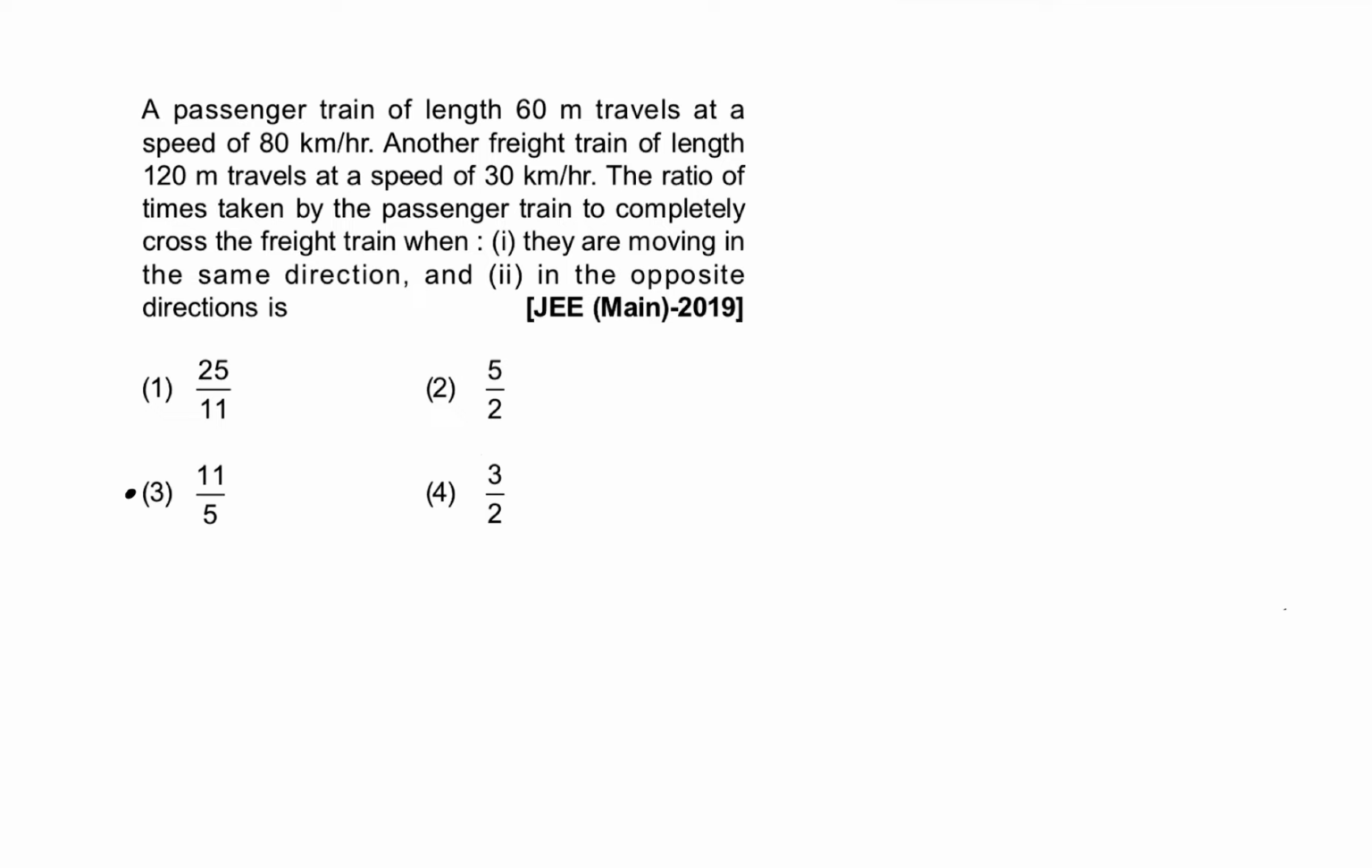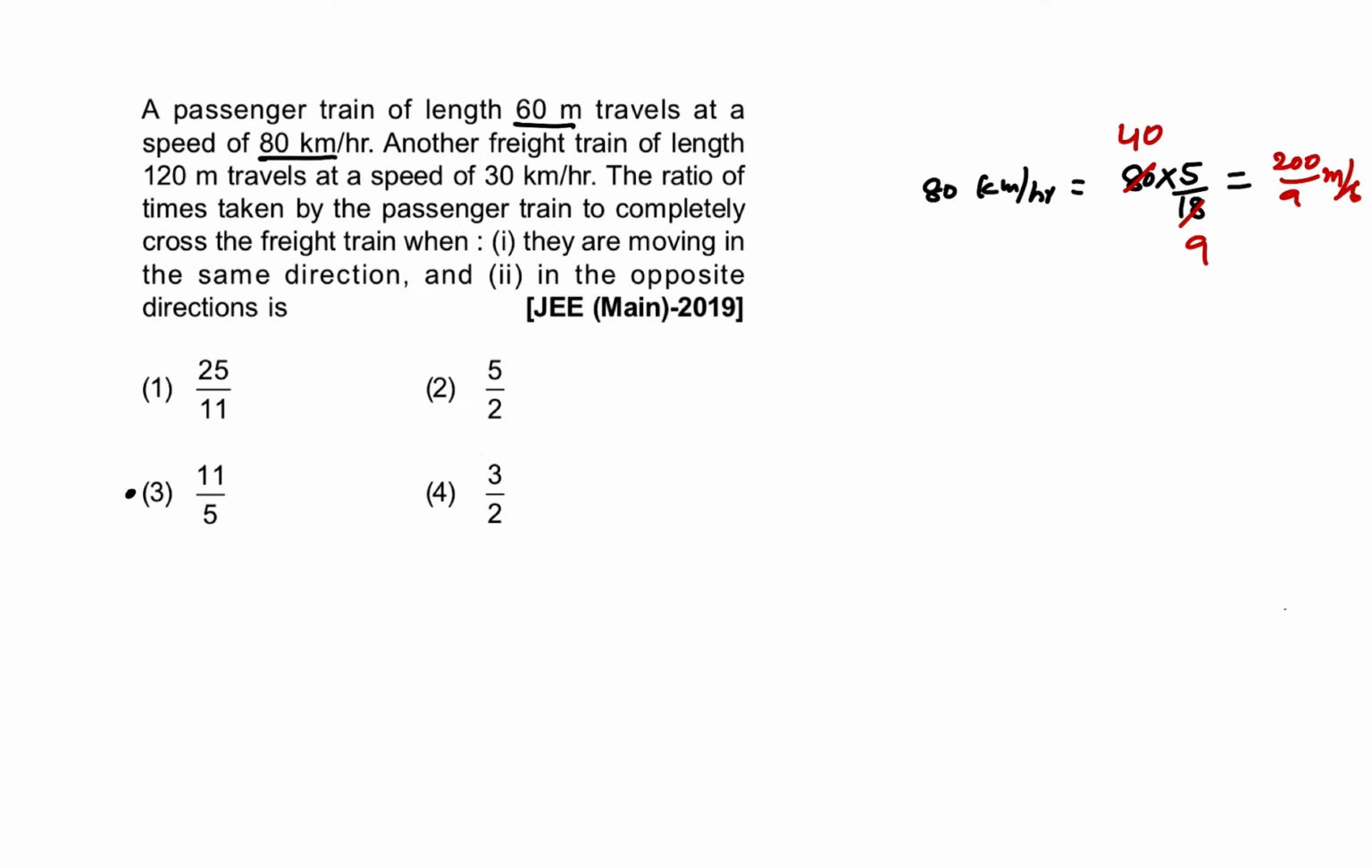The first question: a passenger train of length 60 meters travels at a speed of 80 km per hour. 80 km per hour is nothing but 80 into 5 divided by 18. You can get the value: this is 40 times 5 over 9, which is 200 by 9 meter per second.